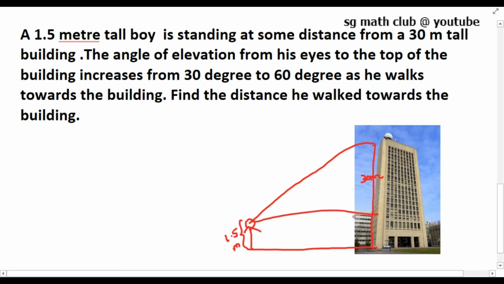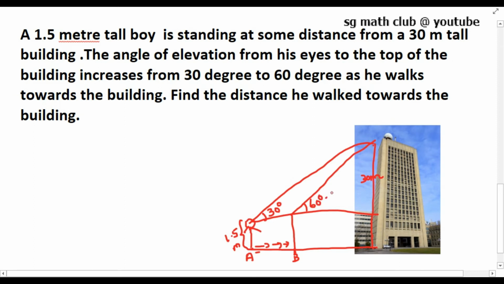So this is the horizontal level. So here it is 30 degree. It increases when he looks from here to the top of the building. The angle of elevation is 30 degree. And it increases from 30 degree to 60 degree as he walks towards the building. So first at this time he is at the point A. Then he is walking towards this building. When he is at B, his angle of elevation has increased. It has become now 60 degree.